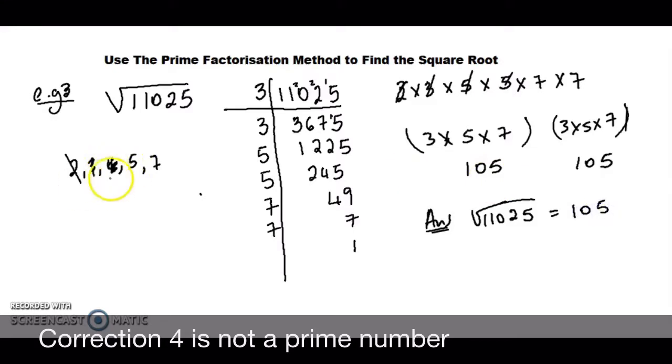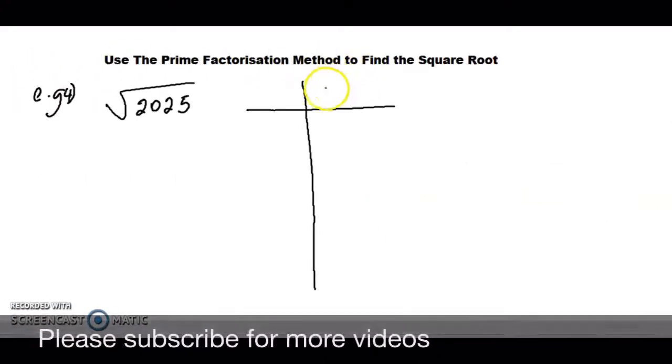Just a disclaimer, 4 is not a prime number. The first 5 prime numbers are 2, 3, 5, 7, and 11. The next example is to find the square root of 2025. So we have 2025. We're going to write out our first 5 prime numbers, and that is 2, 3, 5, 7, and 11. We're going to check, can 2 go into 2025 without leaving a remainder? No. We're going to check with our number 3. Yes, it is divisible by 3, so we're going to go ahead and do our division.